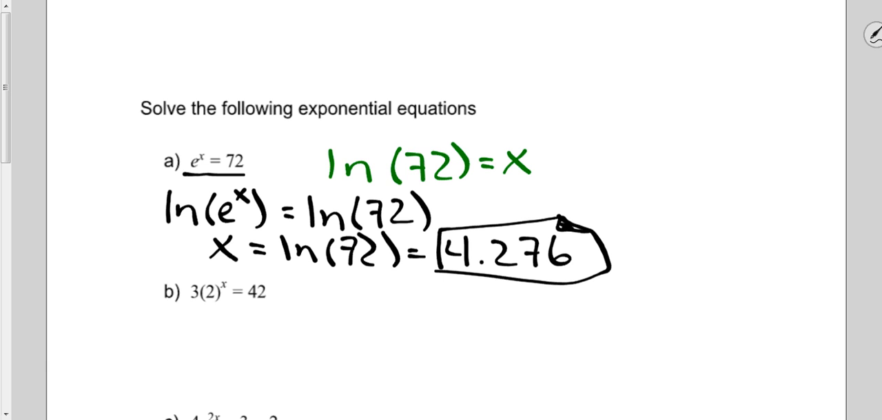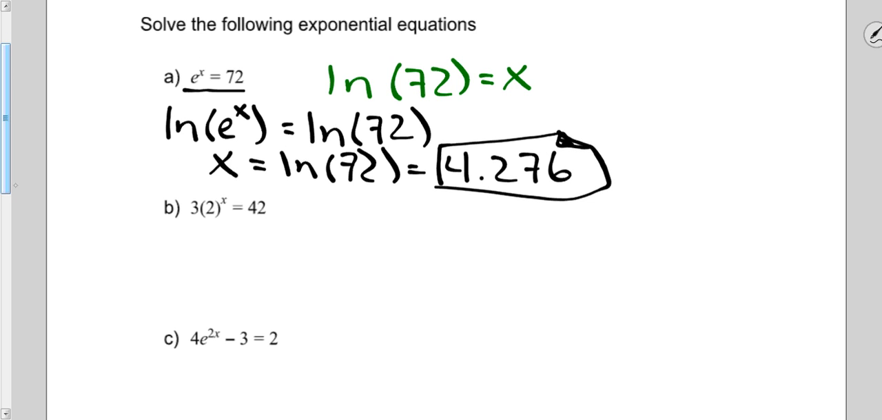Booyah. So, let's try that with this one. However, before I start doing loggy stuff, what do I have to do?